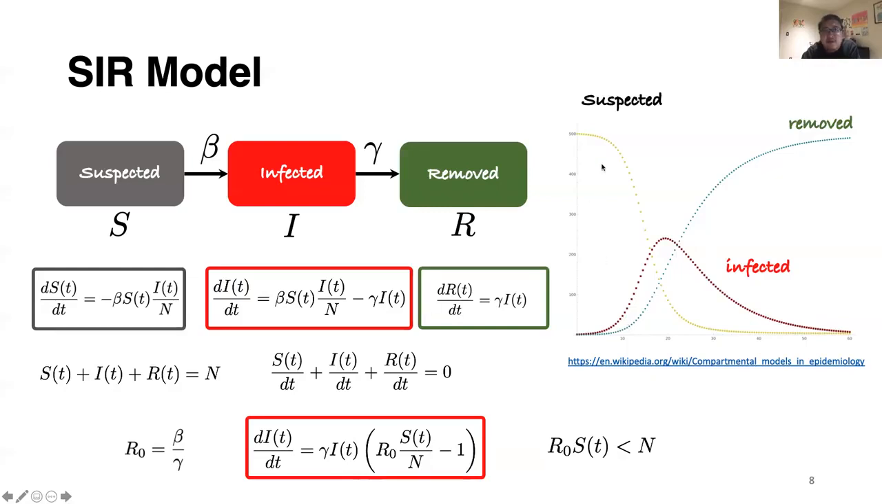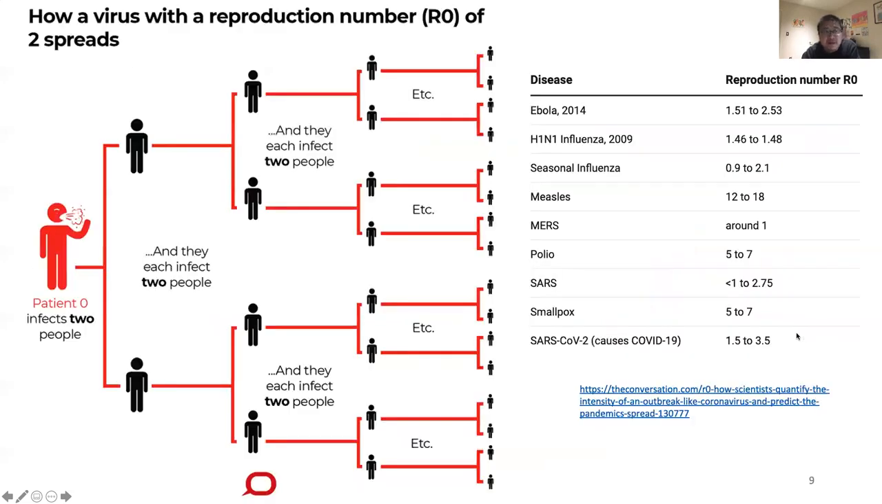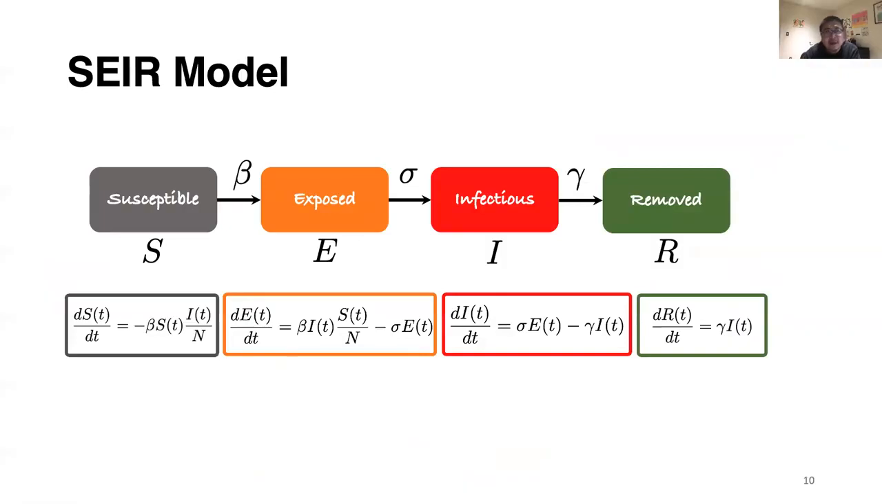So you can see over time, the number of suspected drops, number of removed increases, and number of infected first increases, then decreases. And this is another illustration with basic reproduction number equal to 2, showing how the epidemic is going to evolve. And this table on the right shows some of the basic reproduction numbers for different diseases.